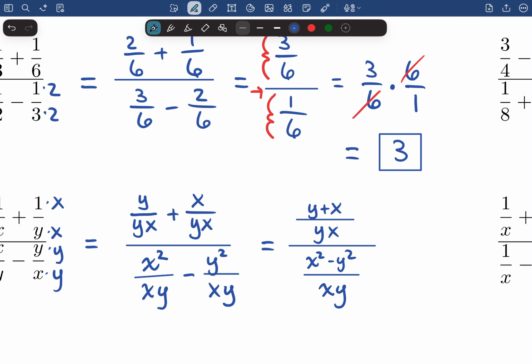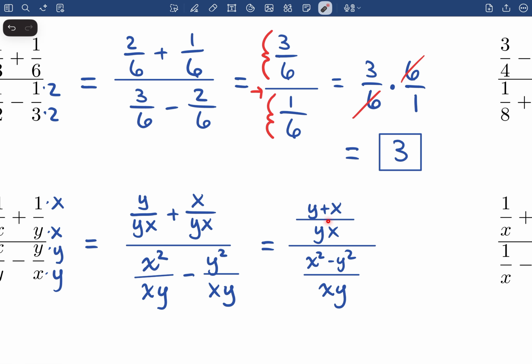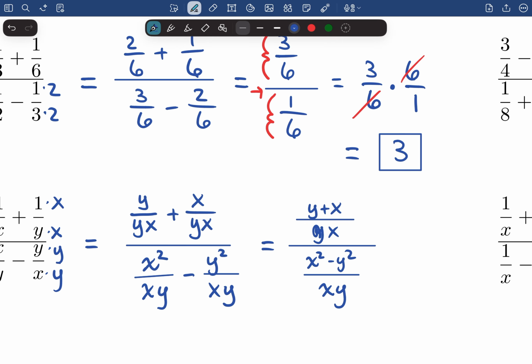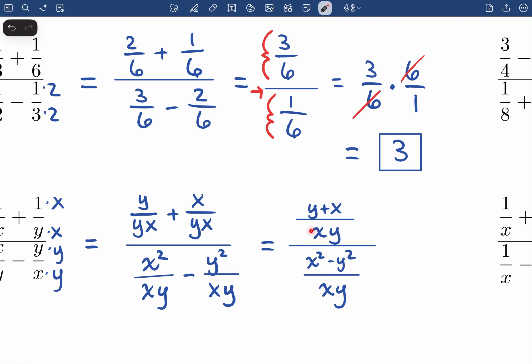So there we go. We've gotten to this point. And one thing to take note of is, y times x, that's the same thing as x times y, right? Multiplication is commutative. So if it makes you feel better, you could turn this y times x into x times y so that these things look like they match now. Okay? Now, let's proceed.